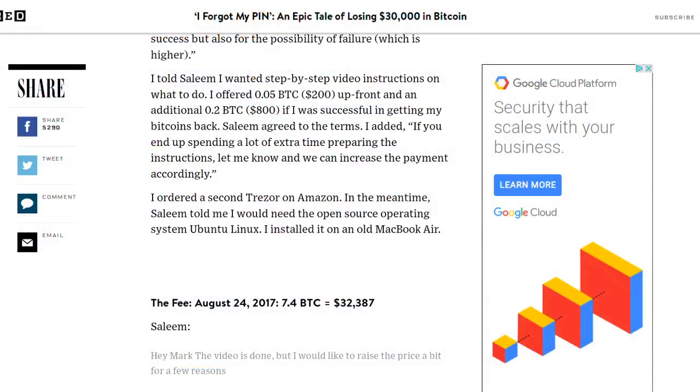So what they did is best to start by clarifying expectations and terms for the possibility of success, but also the possibility of failure, which is higher. Yeah. The owner said, I want step-by-step video instructions on what to do. I'll give you $200 up front and an additional $800 if I get my Bitcoins back. And so the guy agreed. And he also said, if you end up spending a lot of extra time preparing the instructions, let me know and I can increase the payment. So this was on about August 16th.